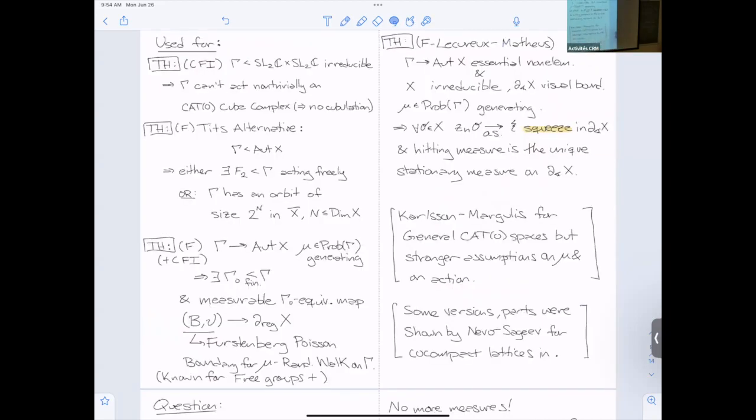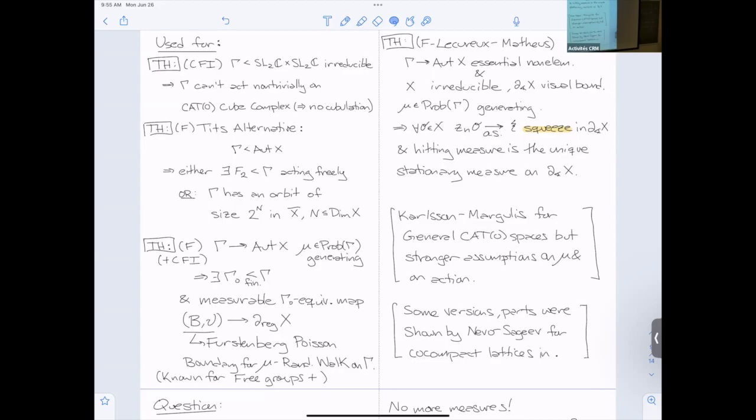So what did we use that for? Well, we use it for a few things, but in particular, if you have a co-compact irreducible lattice in SL2C cross SL2C or SL2R cross SL2R, then it cannot be cubulated. In fact, it can't even act non-trivially on a finite dimensional CAT(0) cube complex. I think I forgot to say that all my cube complexes are finite dimensional, but I don't assume that they're locally compact or anything.